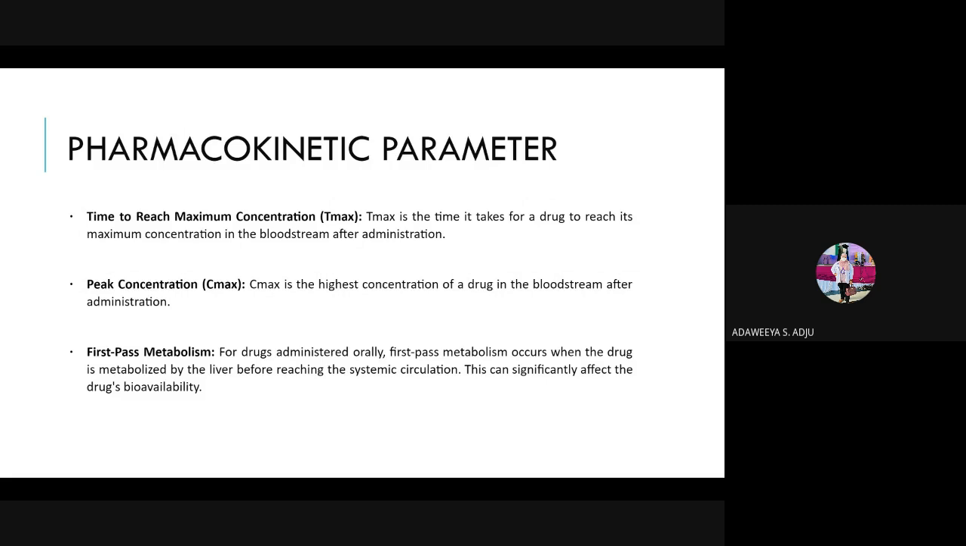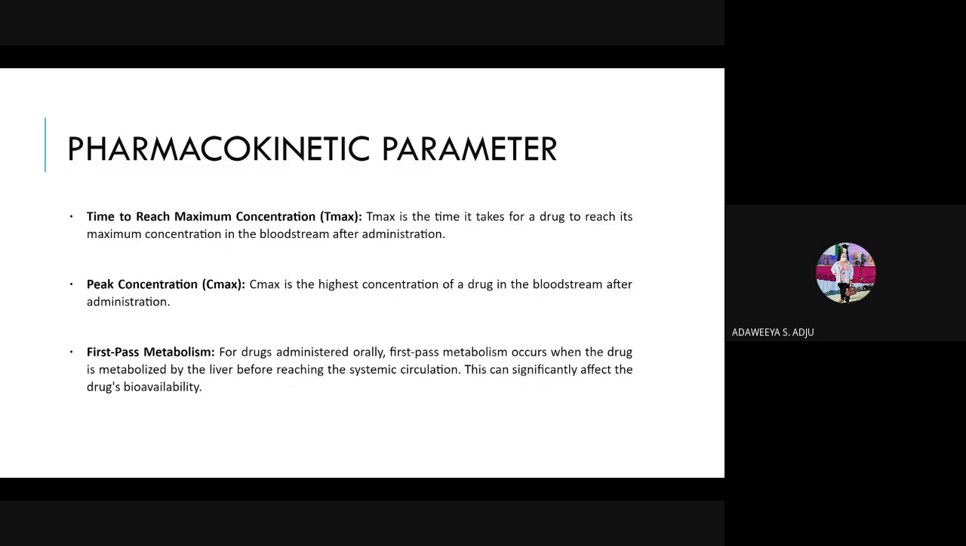Lastly, for drugs administered orally, first pass metabolism occurs when the drug is metabolized by the liver before reaching the systemic circulation. This significantly affects the drug's bioavailability. For all these parameters, we will give you the different equations and samples later on.